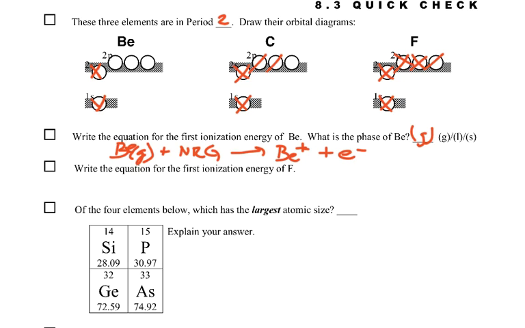Okay, write the equation for the first ionization energy of fluorine. So fluorine, and that would be a gas, plus energy. It would turn into fluorine plus an electron, so identical to what happened in beryllium. Now the idea here is that a lot of times students will say fluorine forms negative ions, and it does, but that's not what the first ionization energy does. It forms a positive ion.